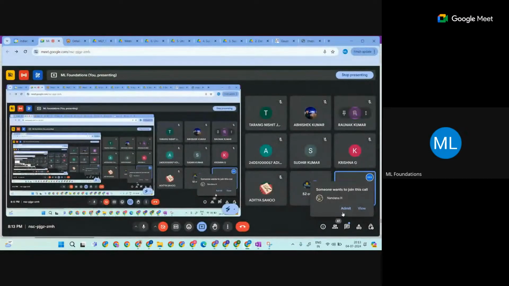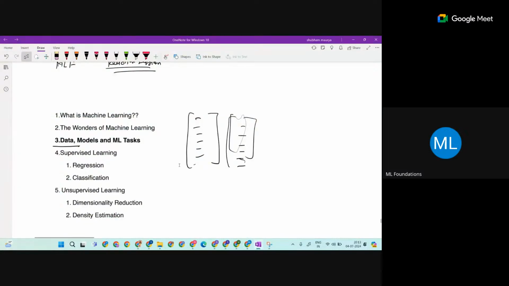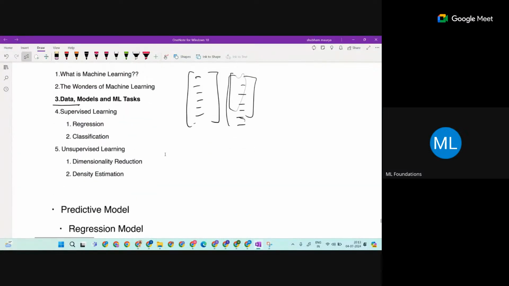A model is when you have some information and try to convert it into a mathematical expression. That is a model. An ML task is just a task: how we will solve that problem. So what is machine learning? We have some data, and using that data we build a model and try to perform some set of tasks.